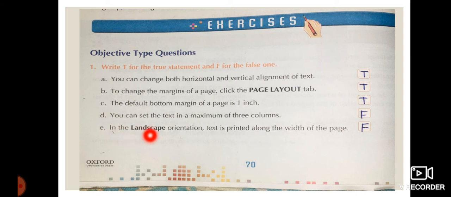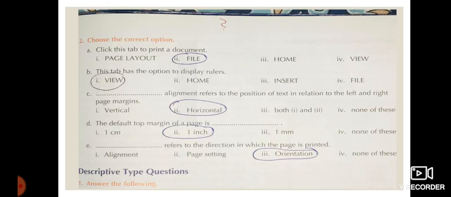E. In the landscape orientation, text is printed along the width of the page. It is false. Now the next. There is a choose the correct answer.